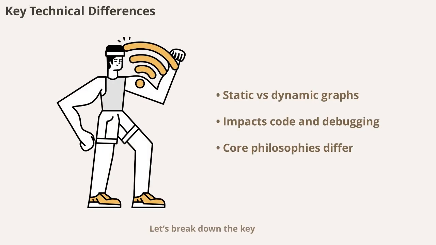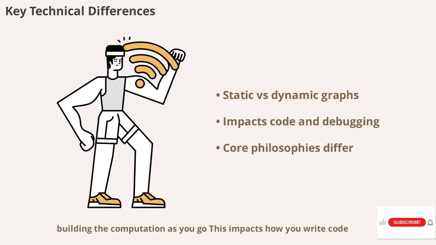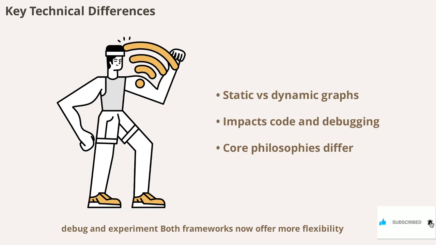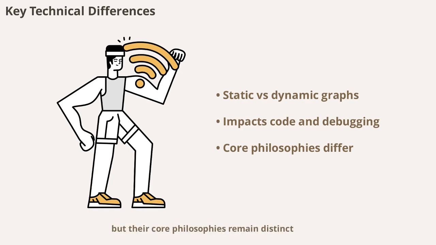Let's break down the key technical differences between TensorFlow and PyTorch. The most fundamental distinction is how they handle computation graphs. TensorFlow traditionally uses static graphs, where you define the computation first and then run it. PyTorch, on the other hand, uses dynamic graphs, building the computation as you go. This impacts how you write code, debug, and experiment. Both frameworks now offer more flexibility, but their core philosophies remain distinct.